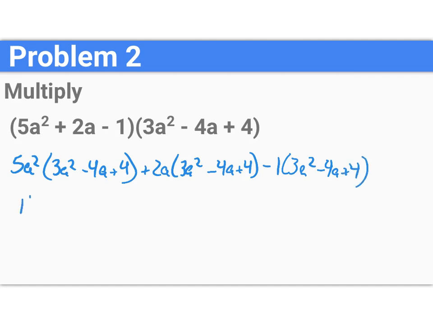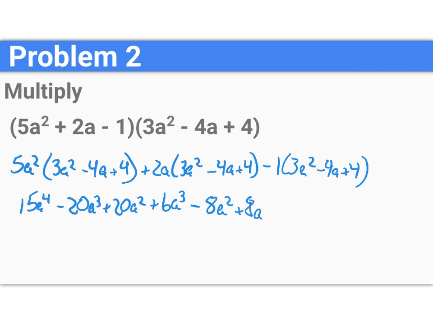And so you get 15a to the fourth minus 20a cubed plus 20a squared plus 6a cubed minus 8a squared plus 8a, excuse my sloppy handwriting here, minus 3a squared plus 4a minus 4.